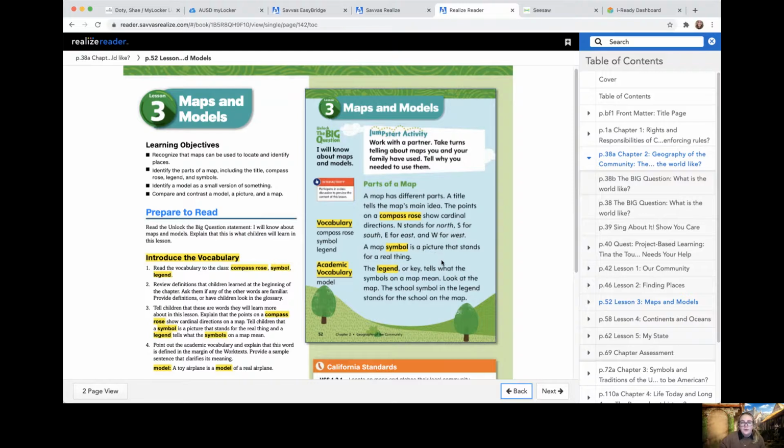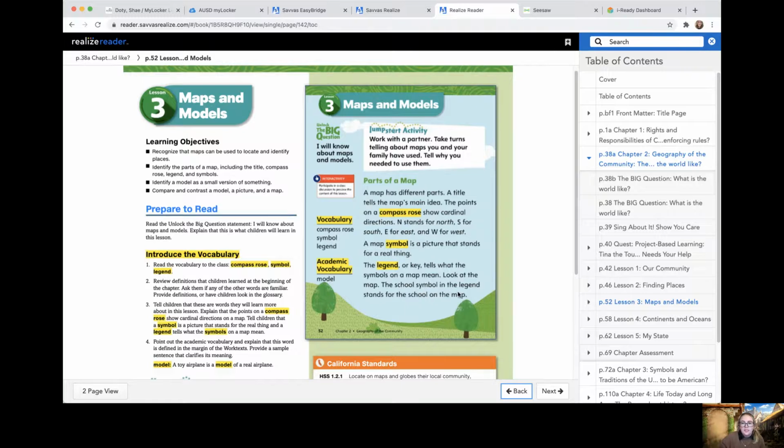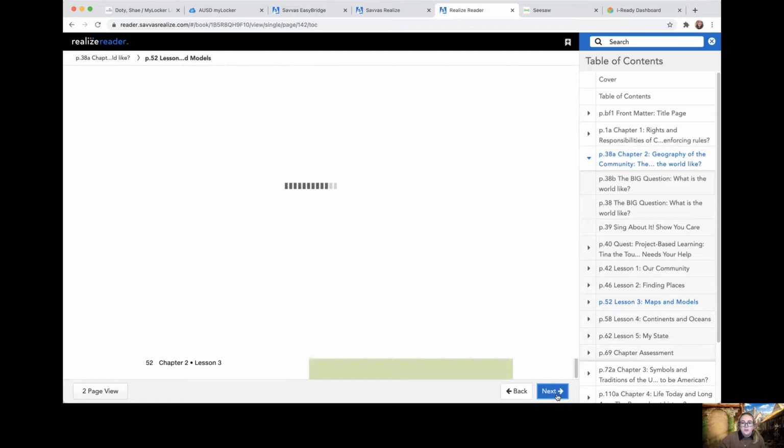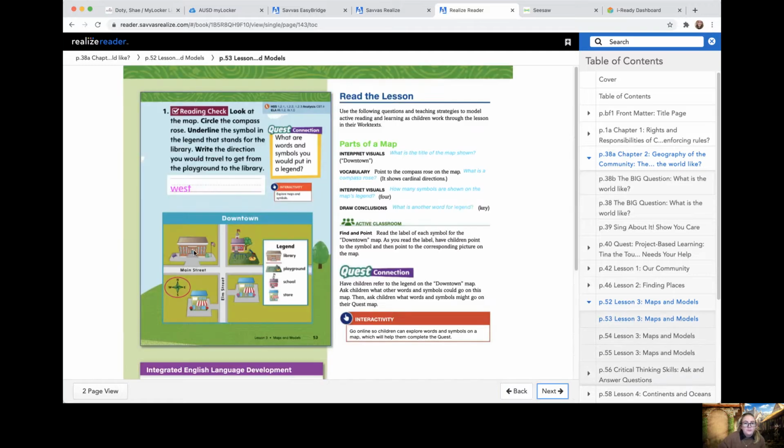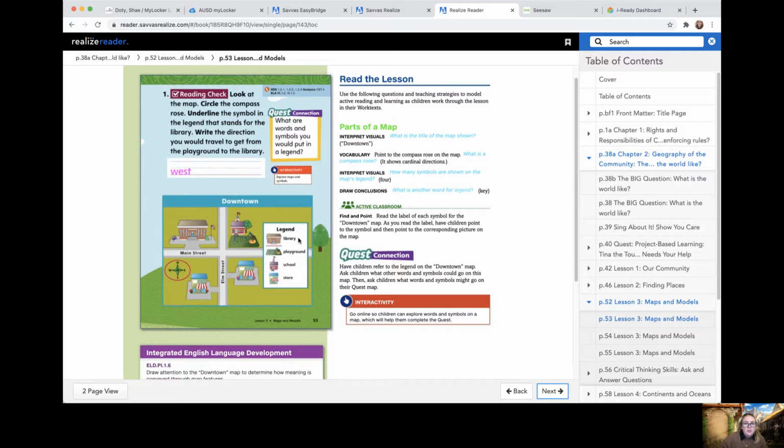A map symbol is a picture that stands for a real thing. The legend, or key, tells what the symbols on a map mean. Look at the map. The school symbol in the legend stands for the school on the map. So let's look at the map. Do we see this map here? So this is the key or the legend.